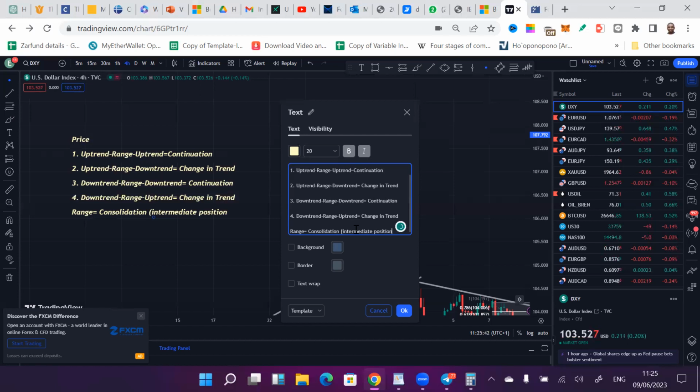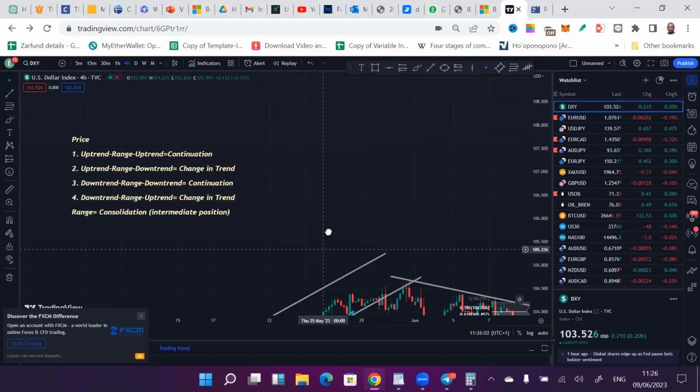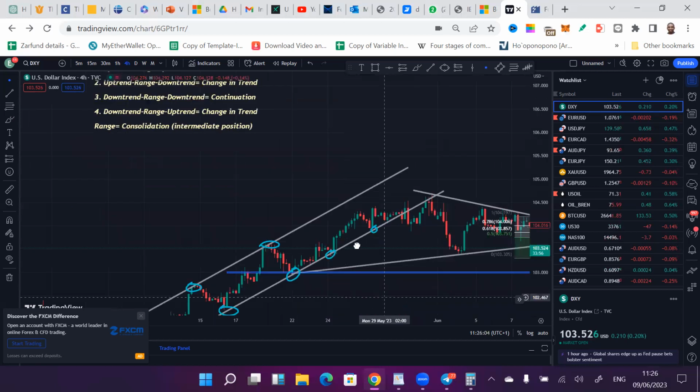So a range, most of the time, is an intermediate position between one major trend and another. It is a transition point between one major trend and another trend. So that's what it is. Let's look into the market now and see if we can get anything out of that.